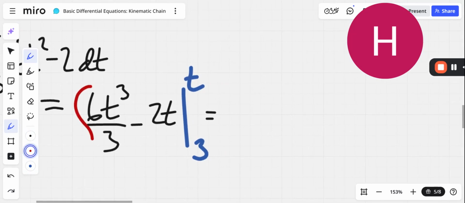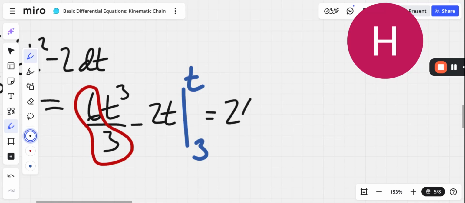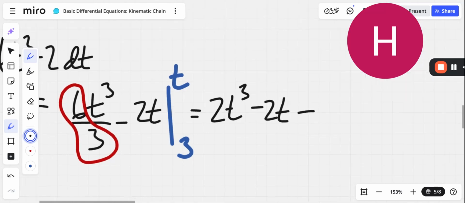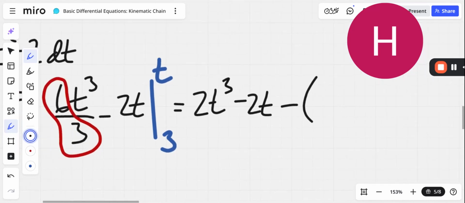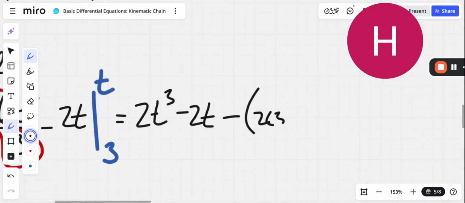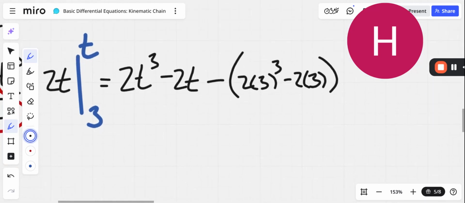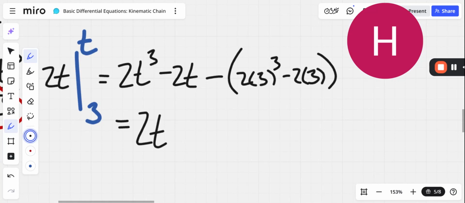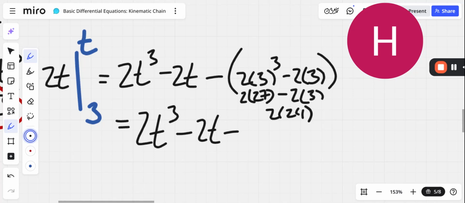Now when we plug in t, of course we just replace that. Let's simplify this to 2. So we're going to have 2t cubed minus 2t. But then we have to subtract what we get when we plug in 3. So this is going to be 2 times 3 cubed minus 2 times 3. Which gives us 2t cubed minus 2t minus 2 times 27 minus 6, which means we have a total of just 48.